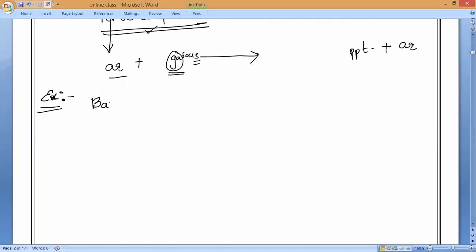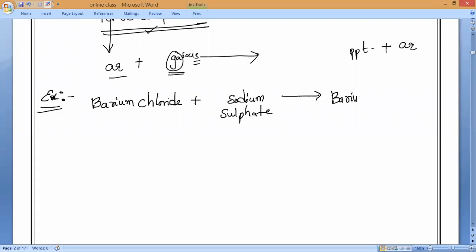Reaction between barium chloride reacting with sodium sulfate. What are the products that will come? You must be able to tell me by this time. You asked me how to write products. Only just exchanging ions. So here, barium sulfate plus sodium chloride will come. That's all. Ions are exchanging.